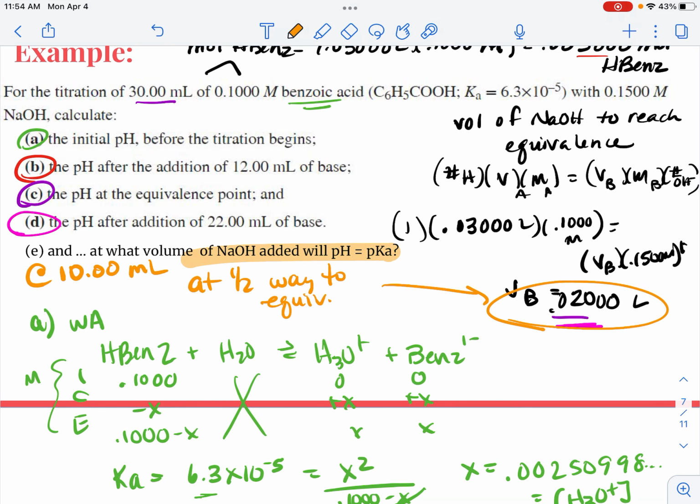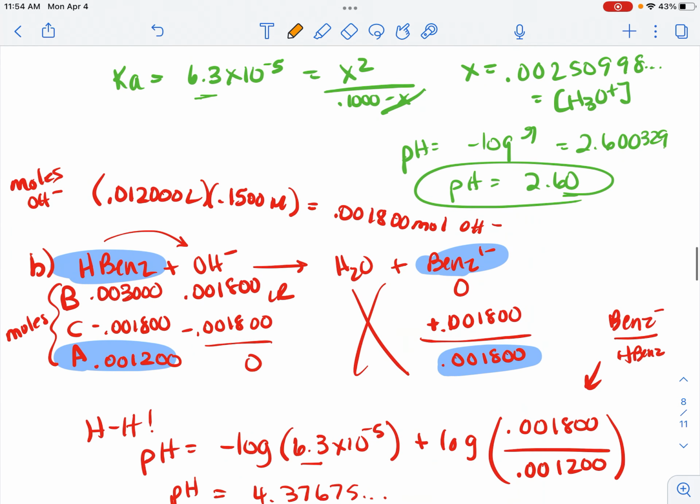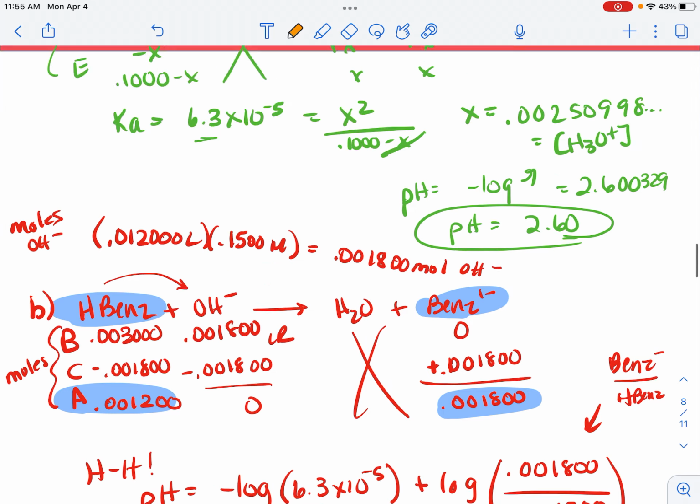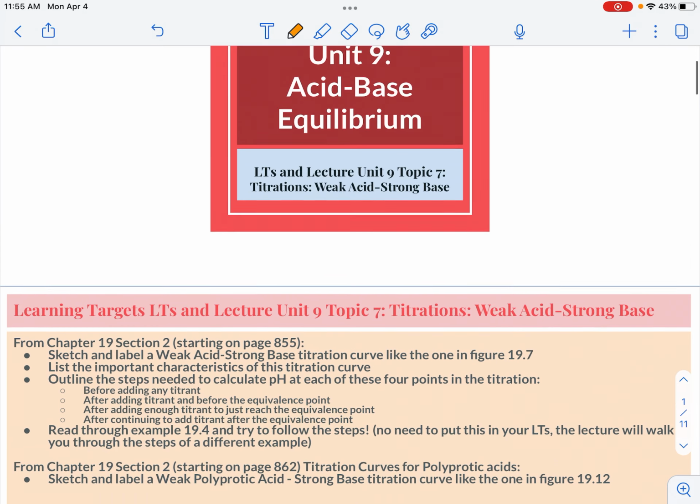I will have pH equal to pKa, and I could solve for that if I want to. But remember that that's because in Henderson-Hasselbalch, what I'm putting in here is this ratio would be equal at halfway to equivalence. Okay, so if you have questions, make sure you bring them with you to class, and I will see you.